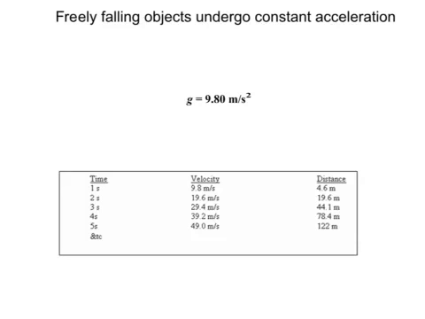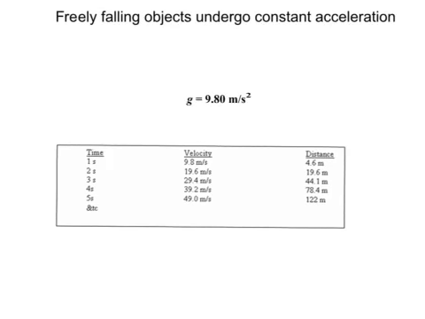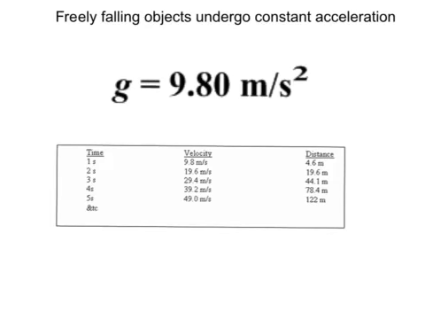So when an object is released and allowed to fall, its motion can be described by this table right here. In 1 second, it's going to be going a velocity of 9.8 meters per second. It will have traveled a distance of 4.9 meters. After 2 seconds, 19.6 meters per second, gone 19.6 meters. After 3 seconds, 29.4 meters per second, it will have gone 44.1 meters, and so on. All things in free fall then accelerate downward at this rate of g, 9.8 meters per second squared.